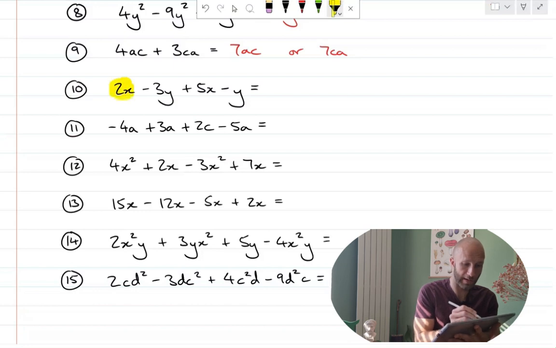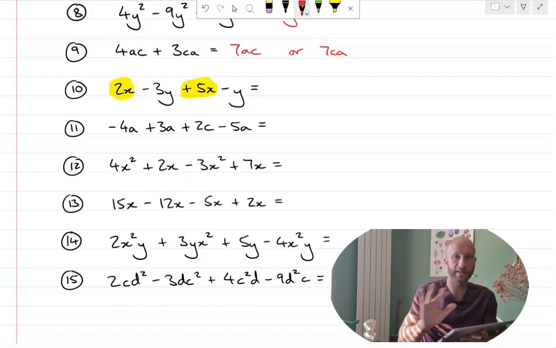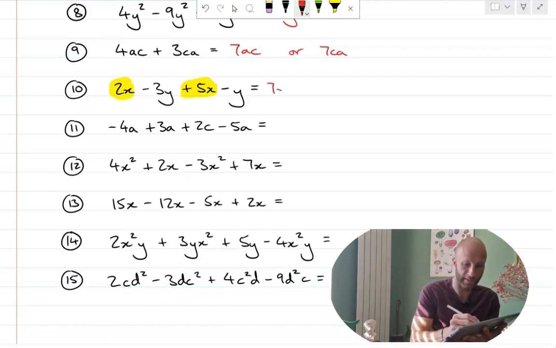So we've got 2x here and 5x, they're my x terms, and I do these separately. So do the x's, get it written down, clear them out of the way, because then you don't have to remember everything as your final answer. So where are my x's? Get them sorted, get your answer down. So 2x plus 5x is 7x.